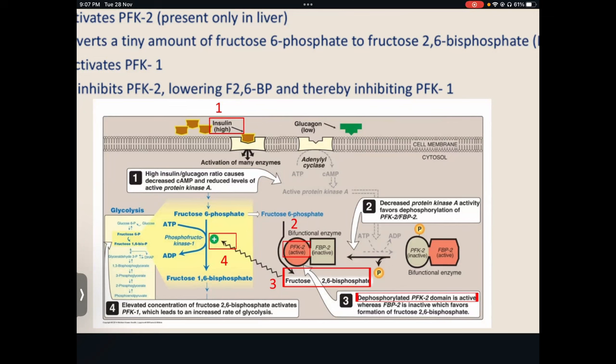When insulin is high, when it's released after you eat a carbohydrate-rich meal, insulin will bind to a receptor and will activate a number of enzymes. One of the results of this is decreased cyclic AMP and decreased protein kinase A, since you have decreased cyclic AMP. So this decrease in active protein kinase A will result in the dephosphorylation.